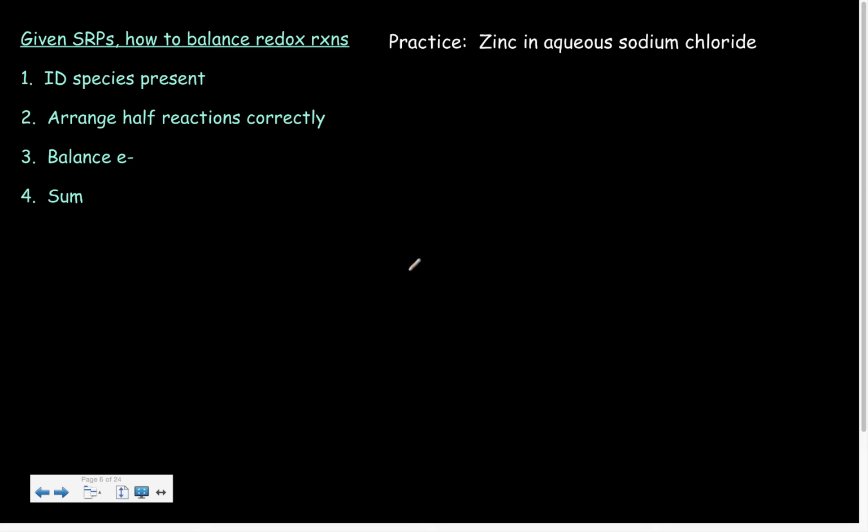More practice. All right, let's say that we have some zinc in an aqueous solution of sodium chloride. And so we know that we would probably form this and some of that, a single displacement reaction. Now, let's go ahead and take a look at our table. Here we have zinc going from 0 to +2, and here we have sodium going from +1 to 0. Okay, so let's go find our pieces.